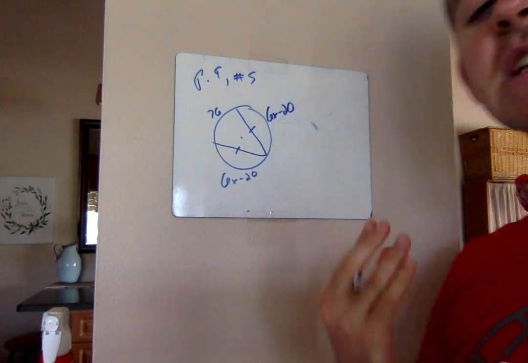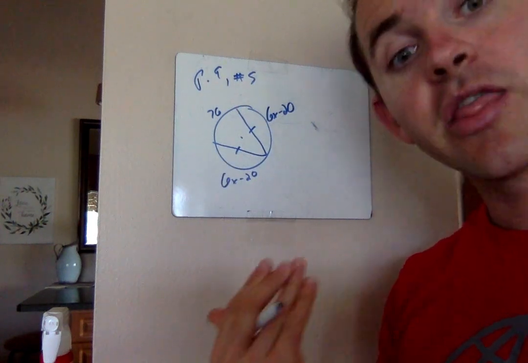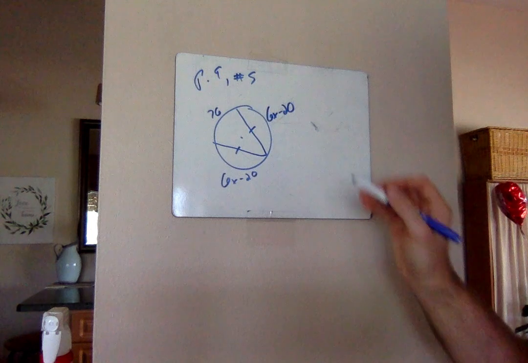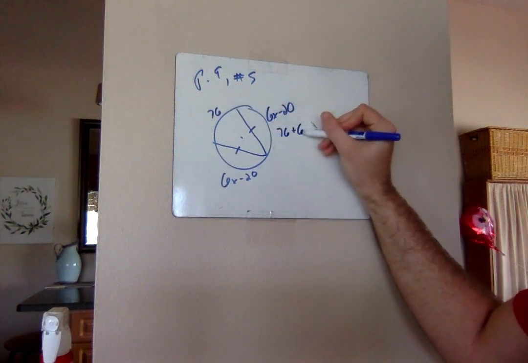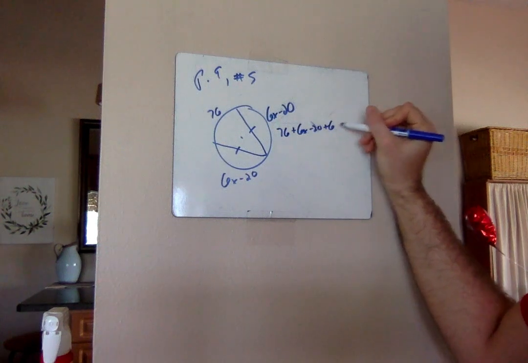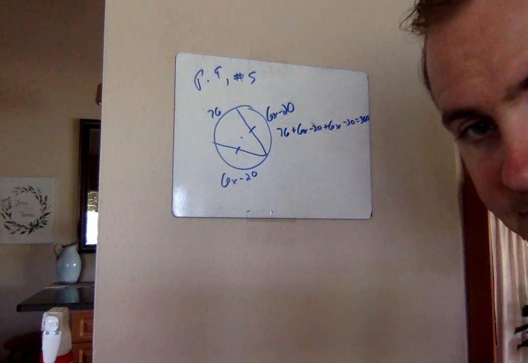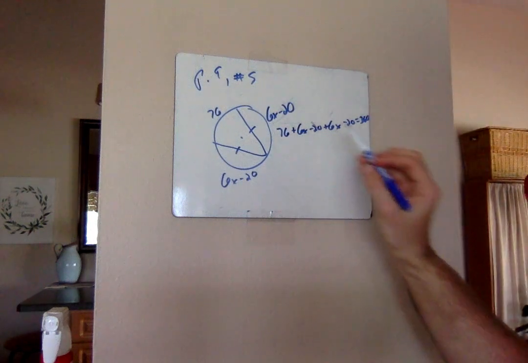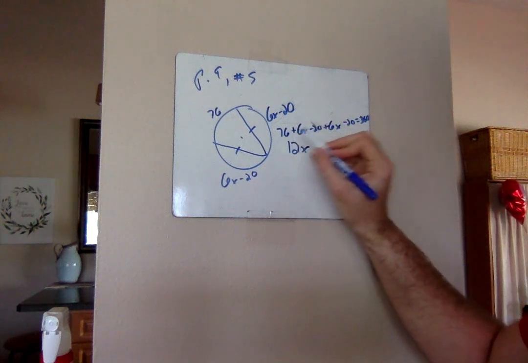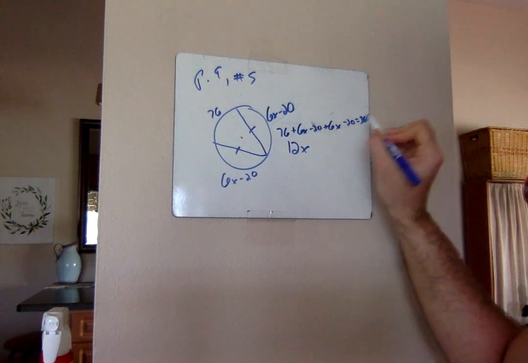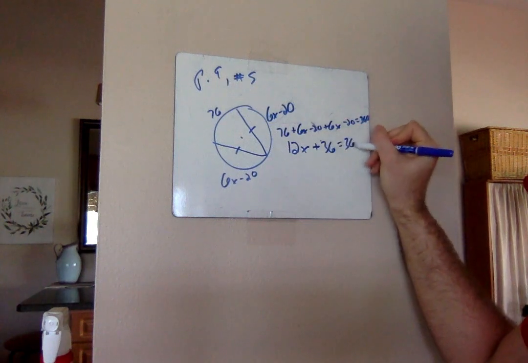Now before, how many degrees did we learn there are in a circle, going all the way around it? 360, right? So what do you guys think my equation would be? You guessed it: 76 plus 6x minus 20 plus 6x minus 20 again equals 360. Now I'm going to do some combining like terms for us. So I get 12x, 76 minus 20, that's 56, plus 36 equals 360.